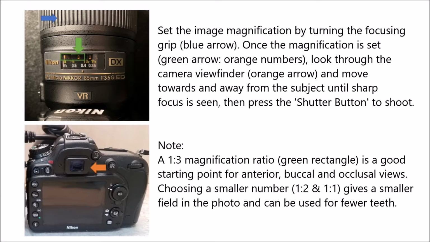Note, a 1:3 magnification ratio, green rectangle, is a good starting point for anterior, buccal, and occlusal views. Choosing a smaller number, 1:2 or 1:1, gives a smaller field in the photo and can be used for fewer teeth.